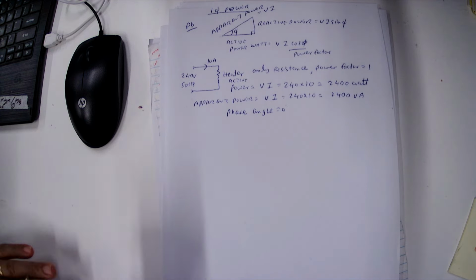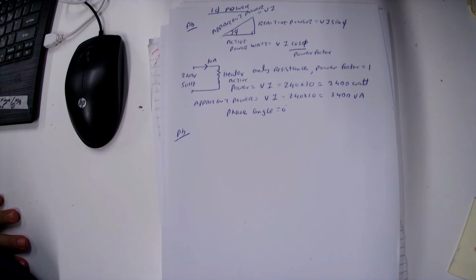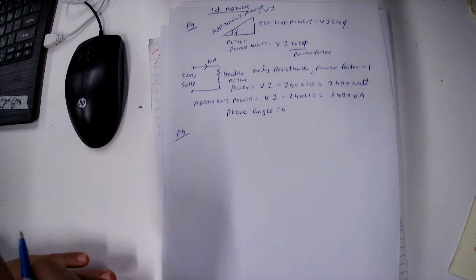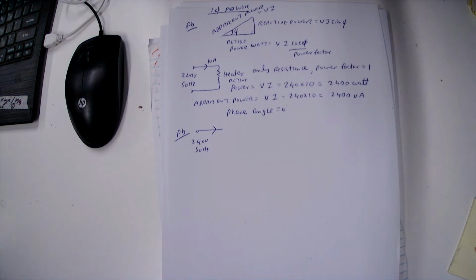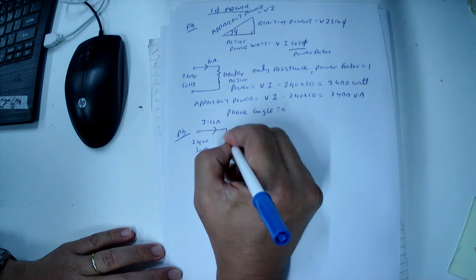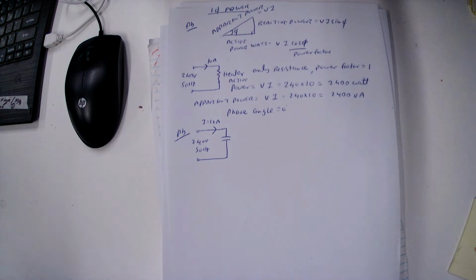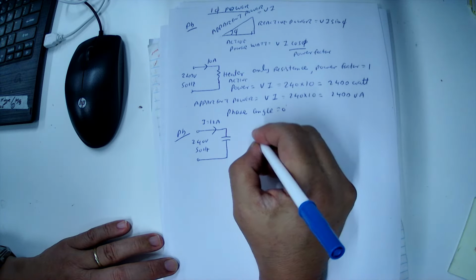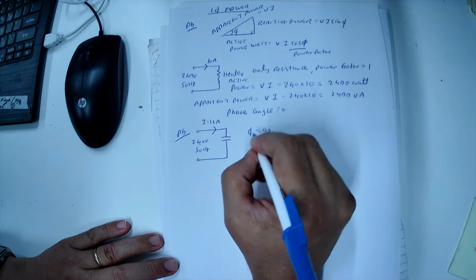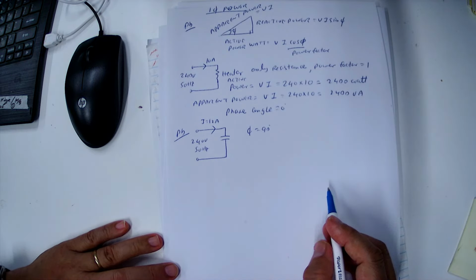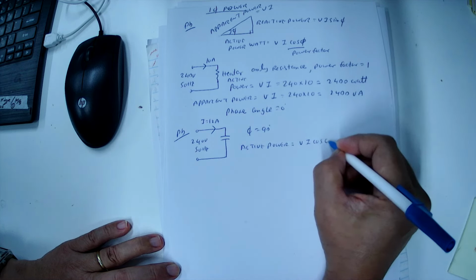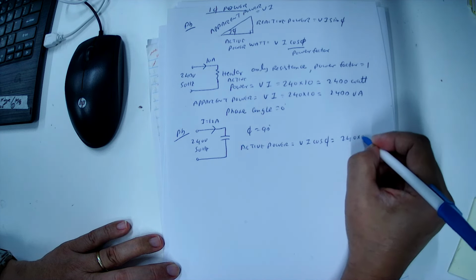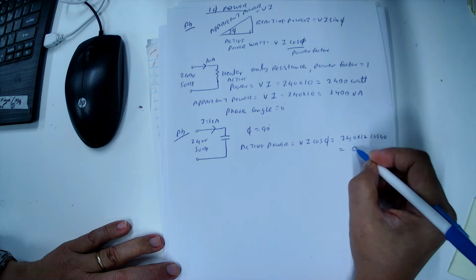The next one is a capacitor. We connect the capacitor to the 240 volt 50 hertz supply, drawing 12 ampere. In this case, for the capacitor, the angle phi is 90 degrees. So we can calculate active power: VI cos phi, 240 times current 12 times cos 90. Cos 90 is 0, so the active power is 0.